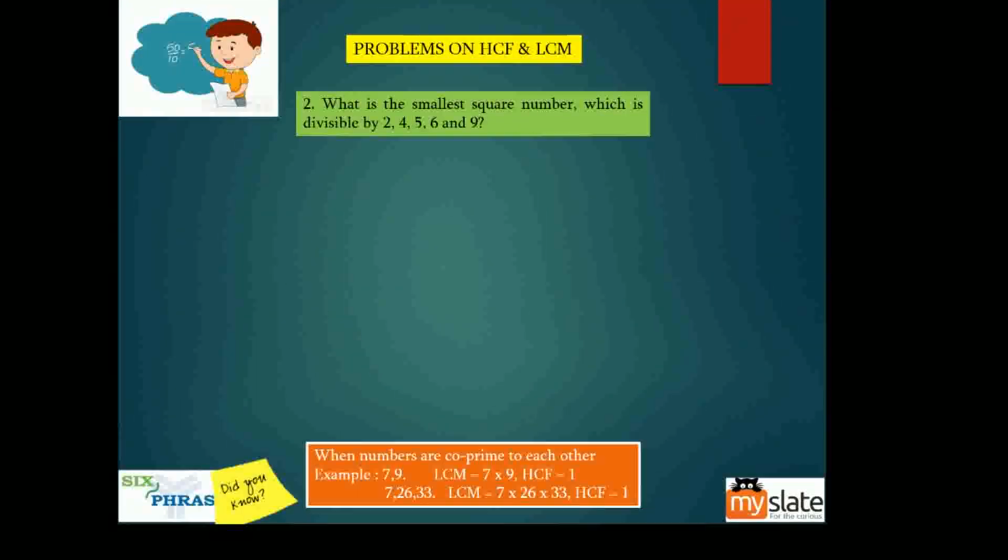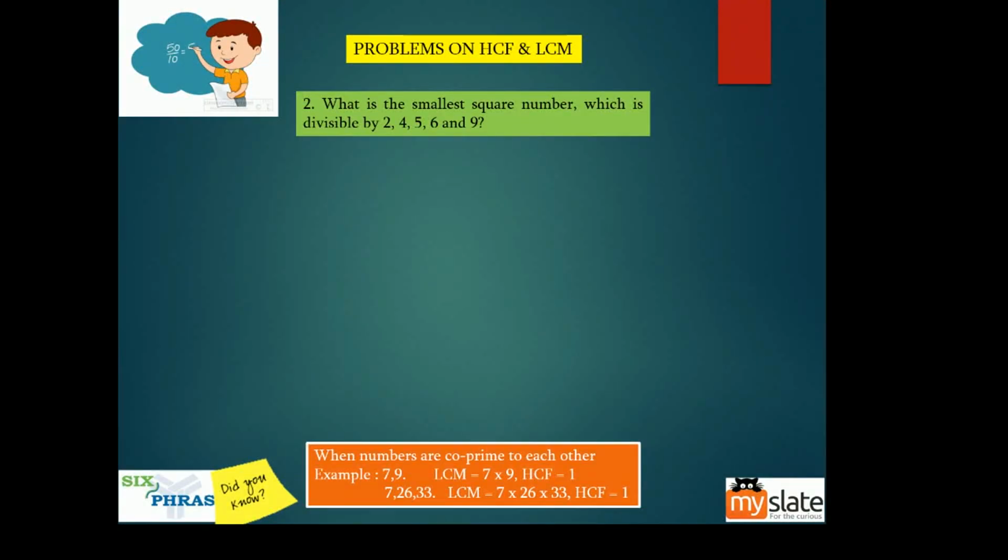What is the smallest square number which is divisible by 2, 4, 5, 6 and 9? The smallest number divisible by 2, 4, 5, 6 and 9 is the LCM of 2, 4, 5, 6 and 9. It is the same thing as in the previous example, 20 and 25. The smallest number divisible by 20 and 25 was 100. What was 100? 100 was the LCM of 20 and 25.